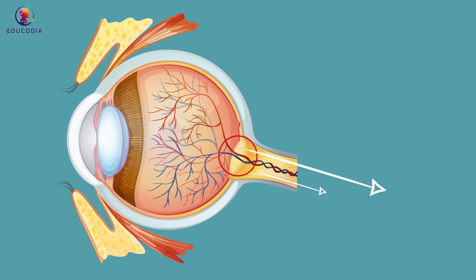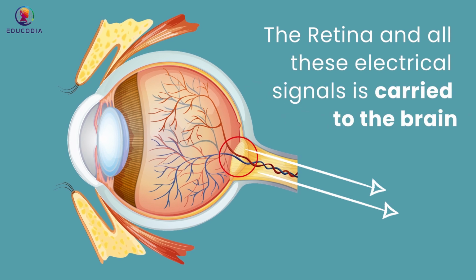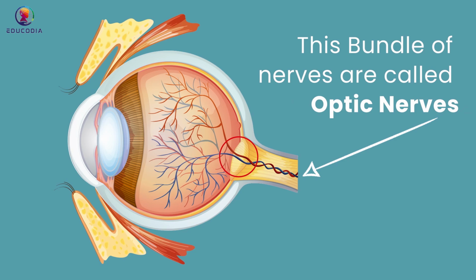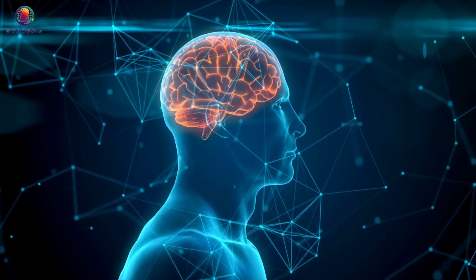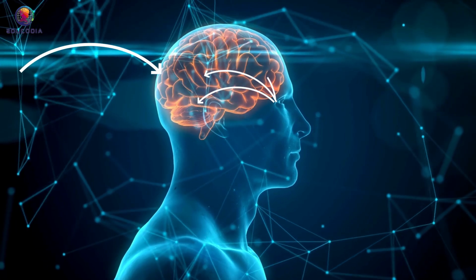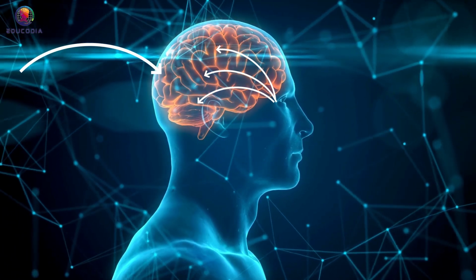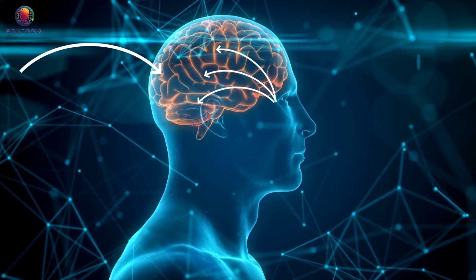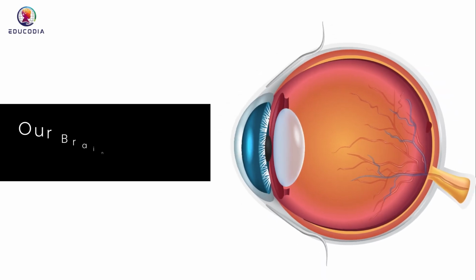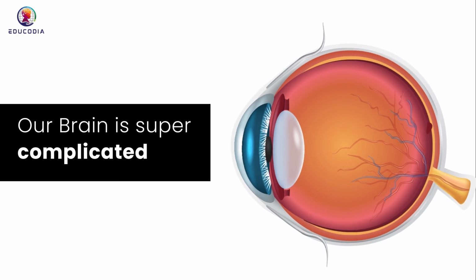The nerves will connect to all the cells of the retina, and all these electrical signals are carried to the brain. This bundle of nerves is called the optic nerves. Then our brain, the command center, receives these electrical signals, does a lot of complex processing, and is eventually able to figure out where those light rays came from. And then it constructs the image of the world around us. The whole thing is super complicated. Our brain is super complicated, but it's also pretty amazing how it's able to do all of this.